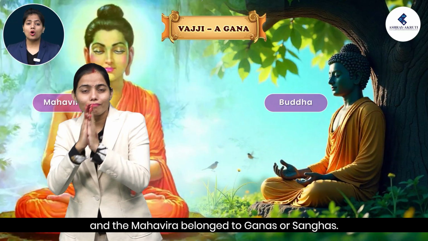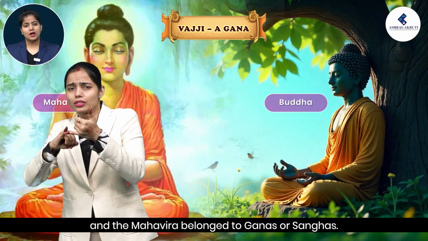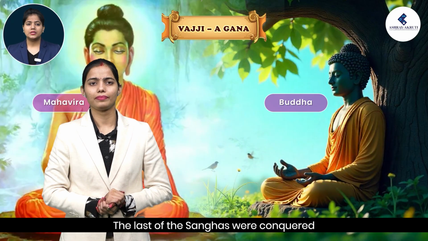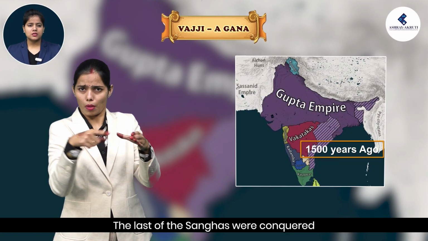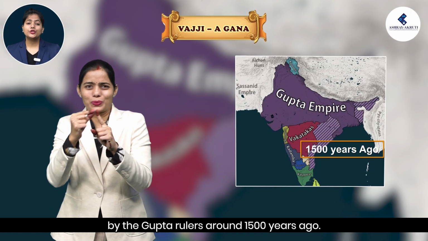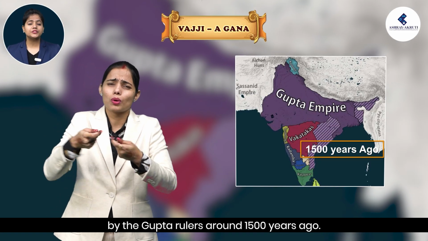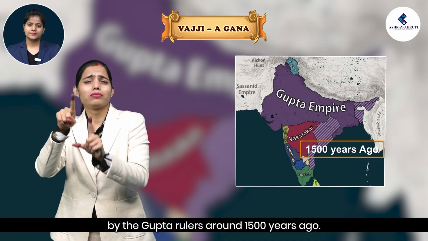Both the Buddha and the Mahavira belonged to Ganas or Sanghas. The last of the Sanghas were conquered by the Gupta rulers around 1500 years ago.